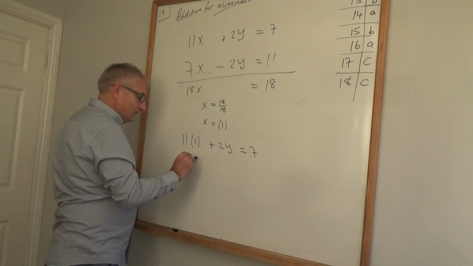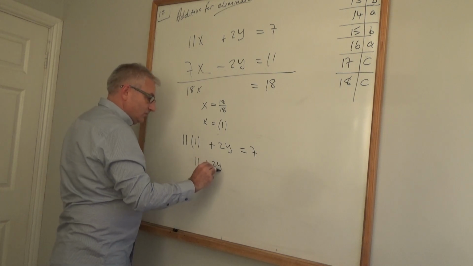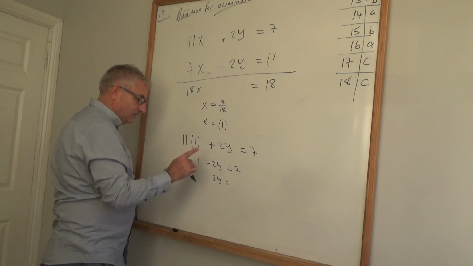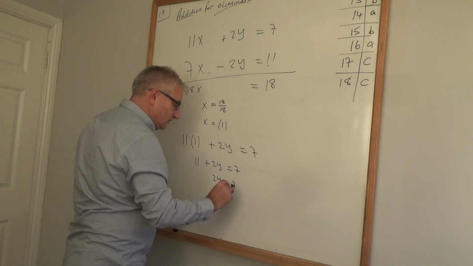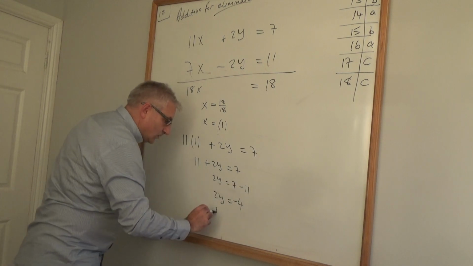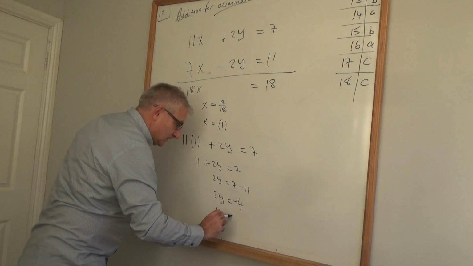Okay, so now that's 11 plus 2y equals 7. 2y equals, subtract 11 from both sides. Okay, y equals negative 2.